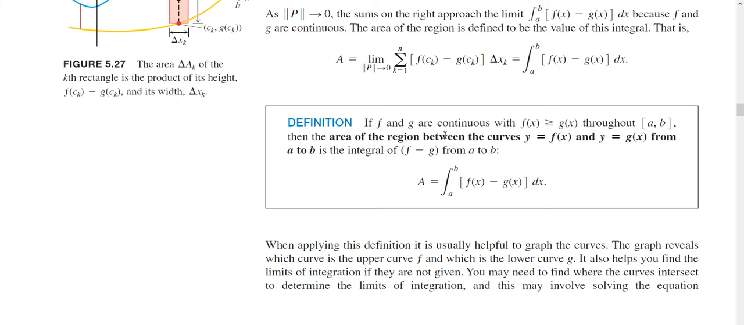So if f and g are continuous with f(x) greater than or equal to g(x) throughout the closed interval [a, b], then the area of the region bounded by the curves y = f(x), y = g(x) from a to b is the integral of f minus g from a to b. That is, the area is equal to the integral of f(x) minus g(x) from a to b.